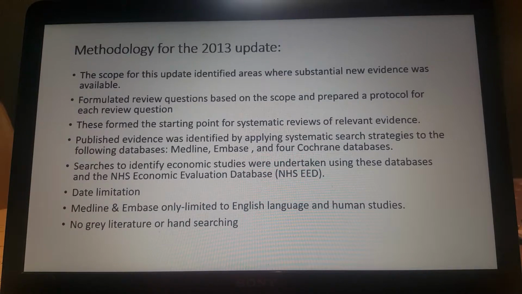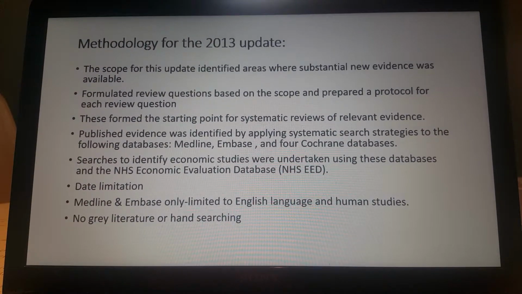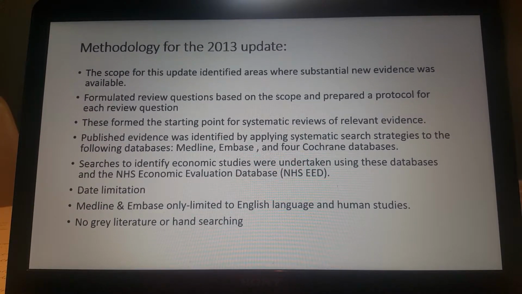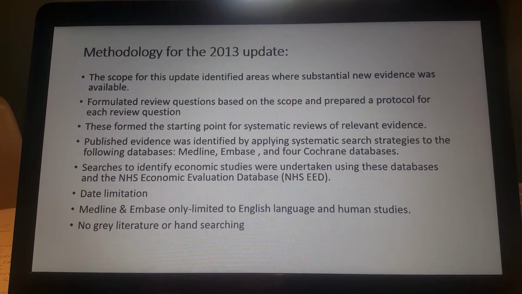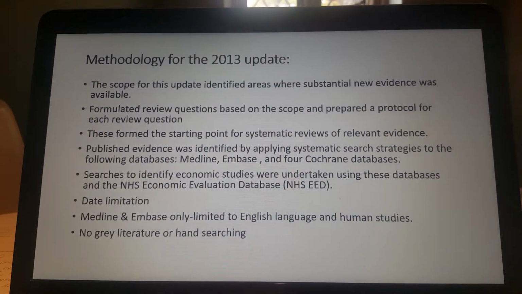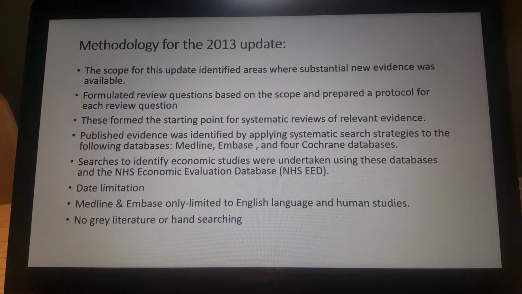Briefly looking at the methodology for the 2013 update of the guideline. The scope for the update identified areas where substantial new evidence was available. And then on the basis of that, the reviewers formulated review questions based on that scope and prepared a protocol for each review question. And these questions formed the starting point for their systematic reviews of the relevant evidence.